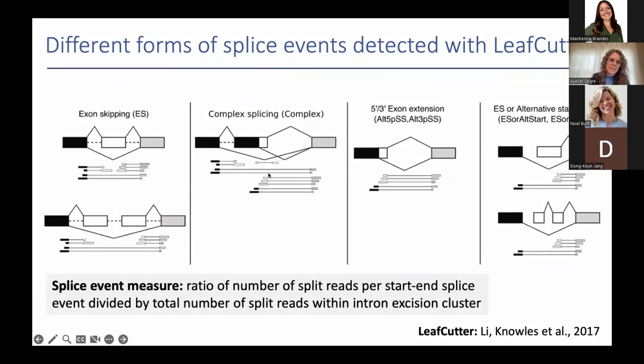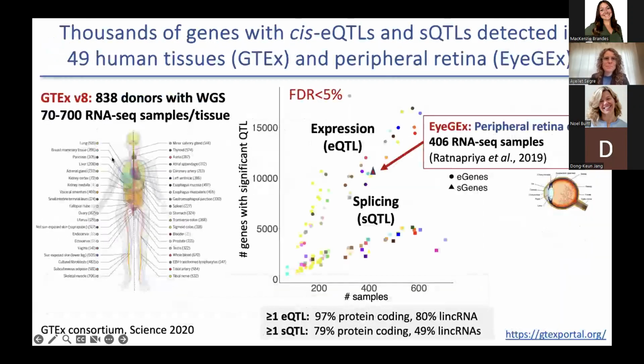And the way that LeafCutter quantifies a splice event is the ratio of the number of split reads that map to a given start-end splice event divided by the total number of split reads within an intron excision cluster, such as in this exon skipping example.